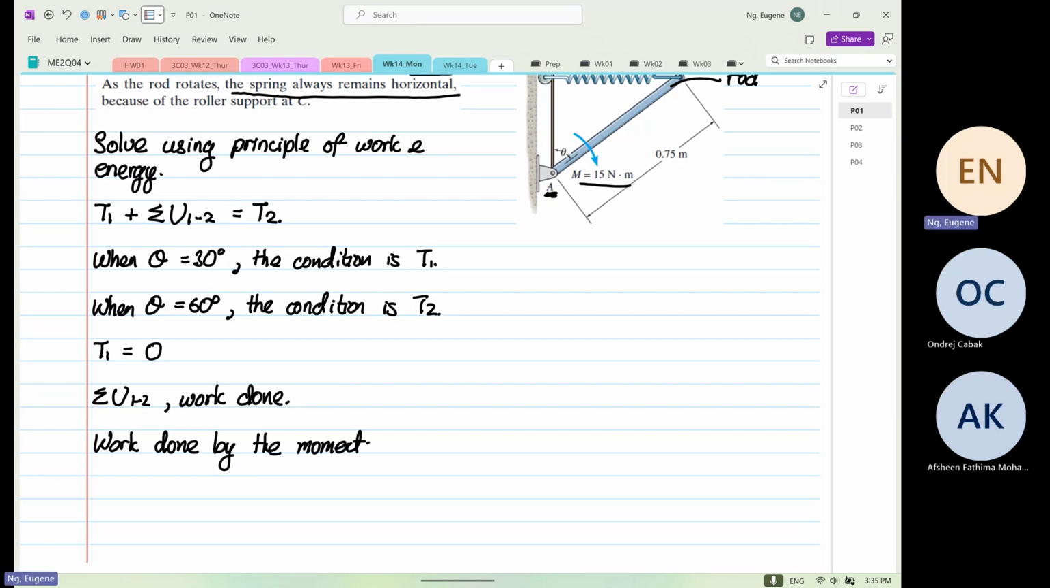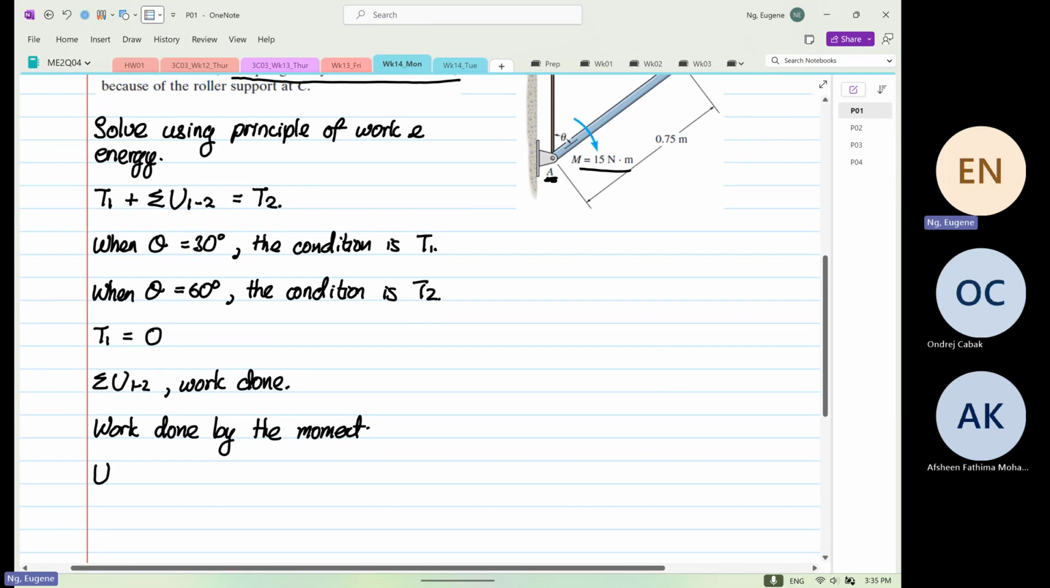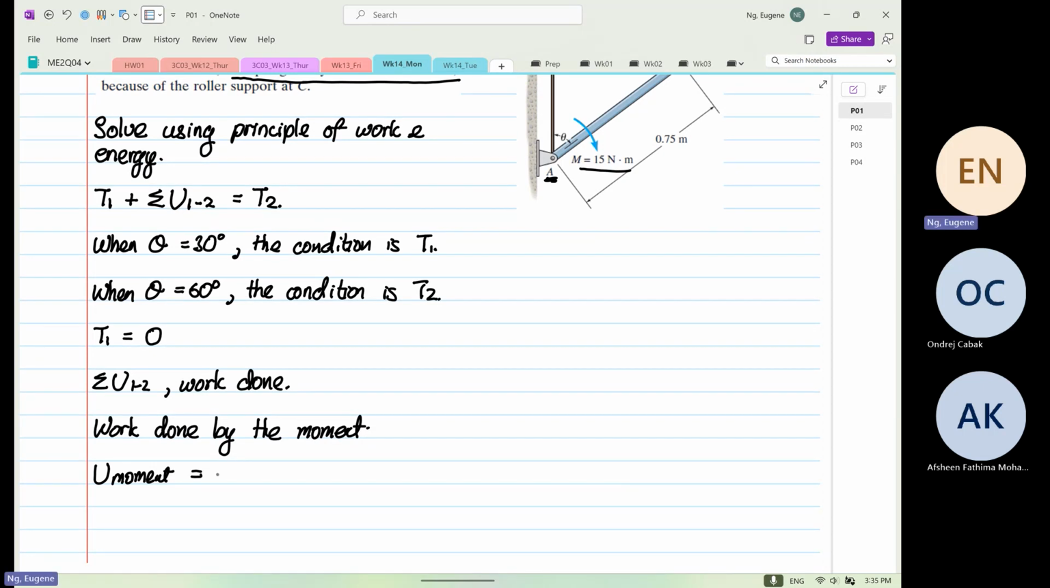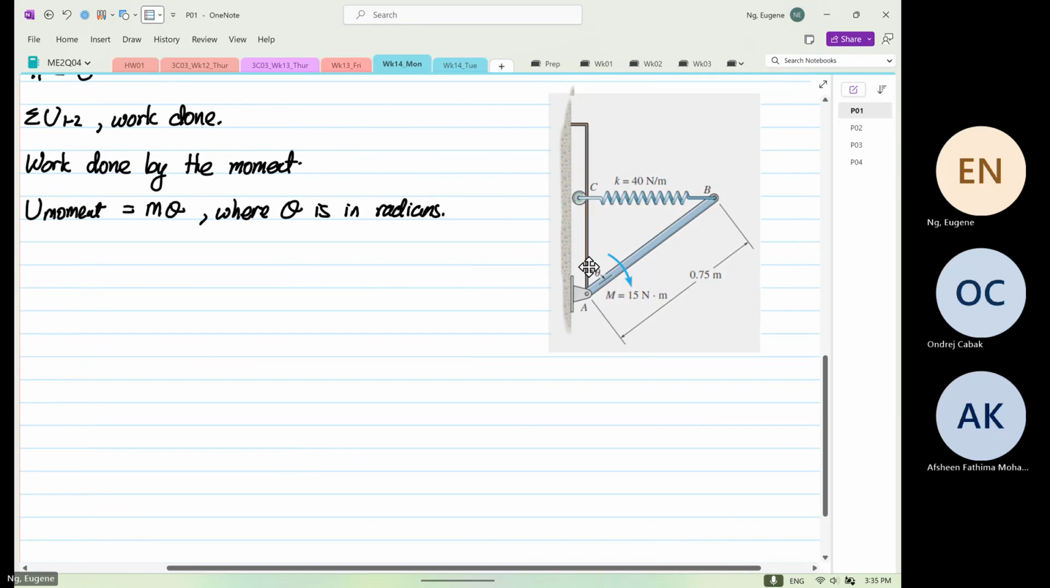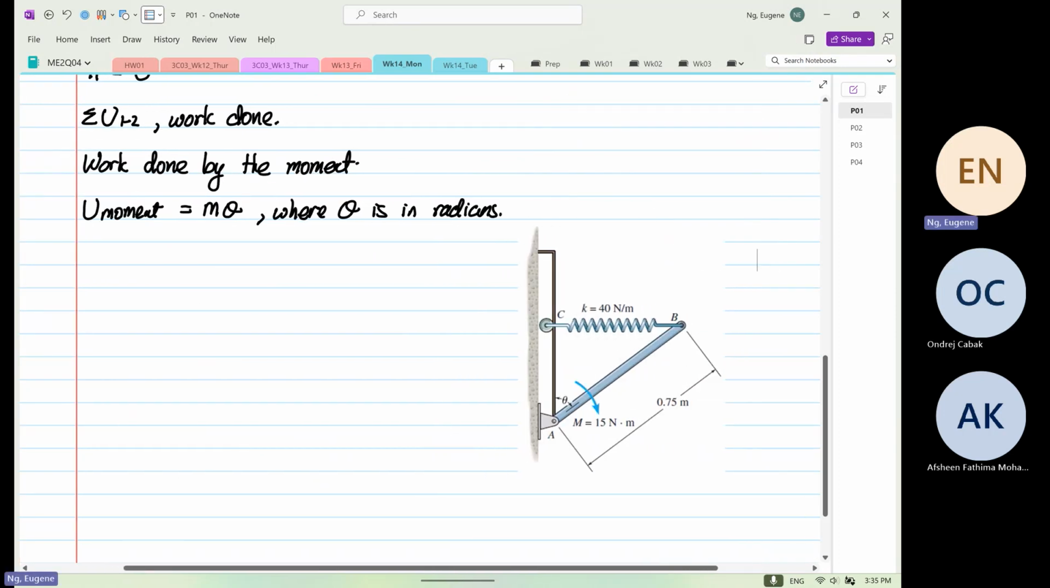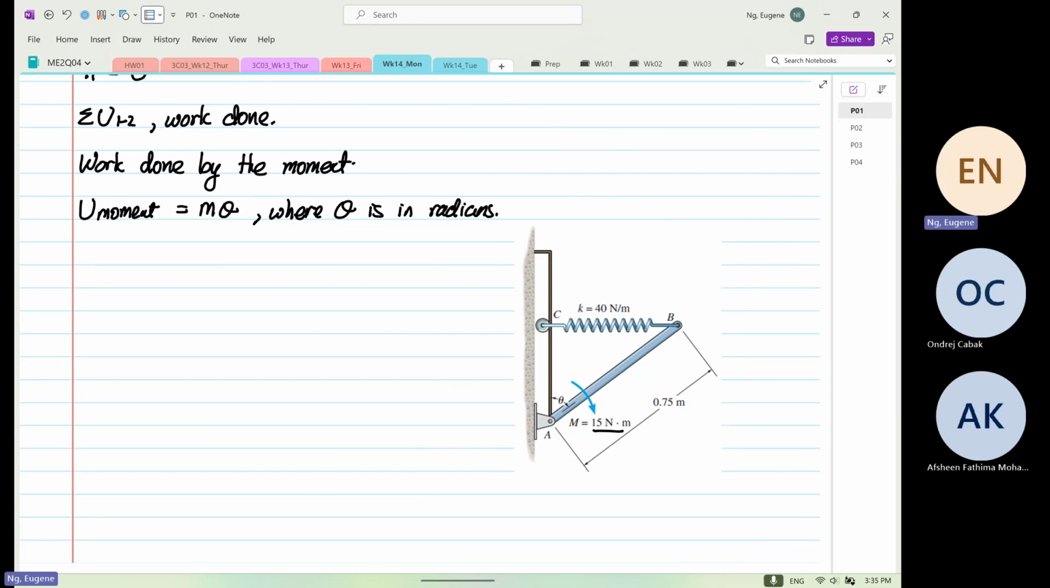We know the relationship where U of the moment is equal to M theta. And take note that theta is in radians. You don't take theta in degrees. Let me get this diagram so you can see better. We are going to consider this 15 newton meters, so M is equal to 15.